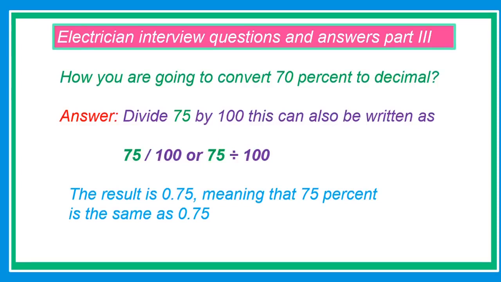How are you going to convert 75% to decimal? Answer. Divide 75 by 100. This can also be written as 75 slash 100 or 75 divided by 100. The result is 0.75, meaning that 75% is the same as 0.75.